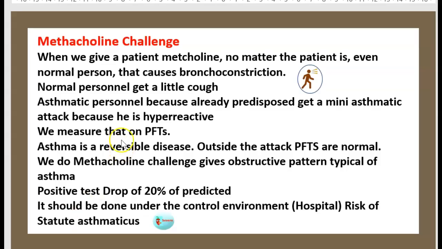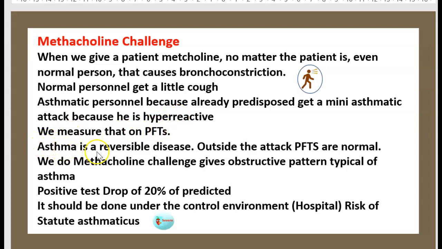Methacholine test. When we give a patient methacholine, no matter who the patient is, even a normal person, it causes bronchoconstriction. A normal person gets a little cough, but an asthmatic person, because already predisposed, gets a minimal asthmatic attack because he is hyperreactive. How to measure that? With pulmonary function test.